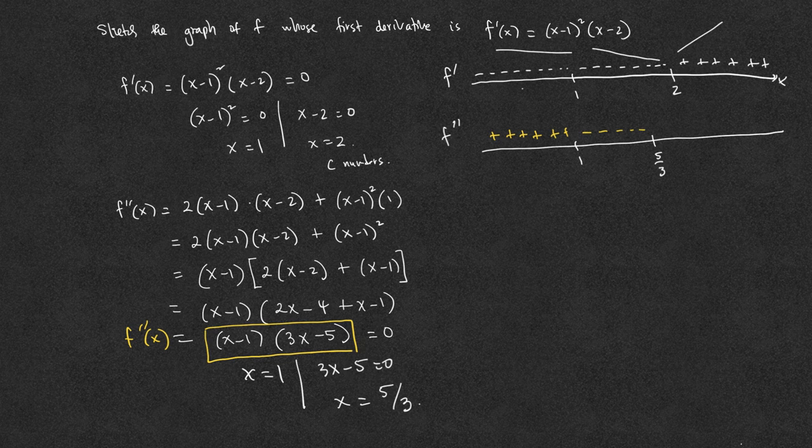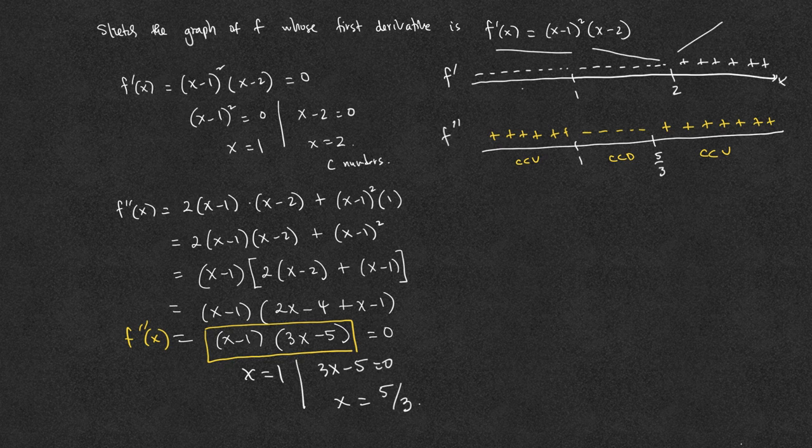And after 5 over 3, we can pick any number in this subinterval, 100 for example. 100 minus 1 times 3 times 100 minus 5, a positive times a positive is positive. So we see that from negative infinity to 1, the function is concave up. From 1 to 5 over 3, the graph is concave down. And from 5 over 3 to infinity, it is concave up again.